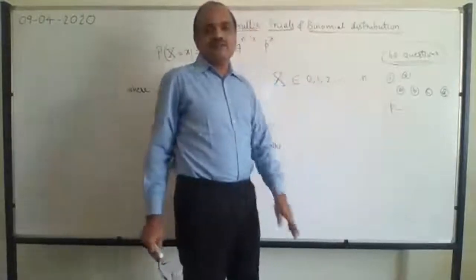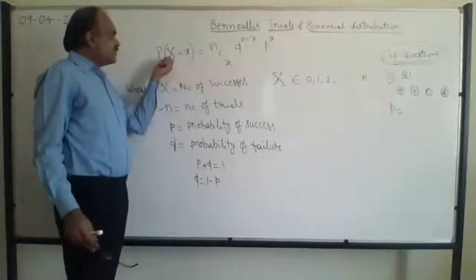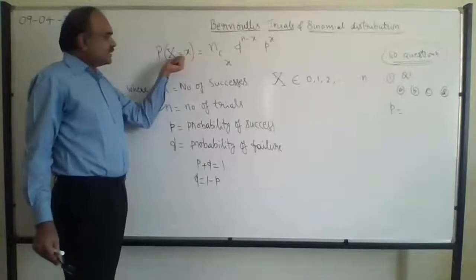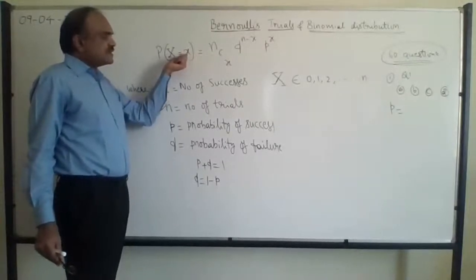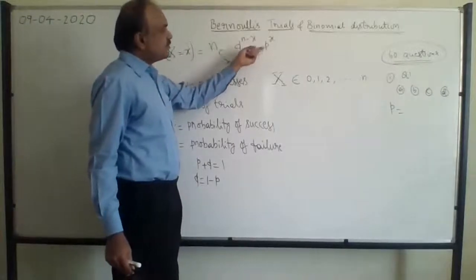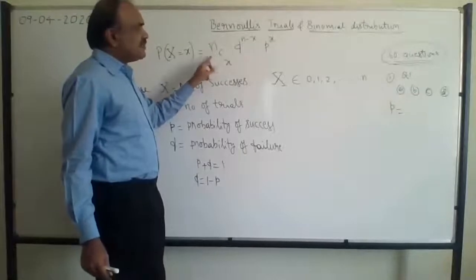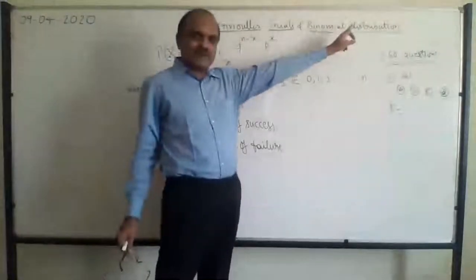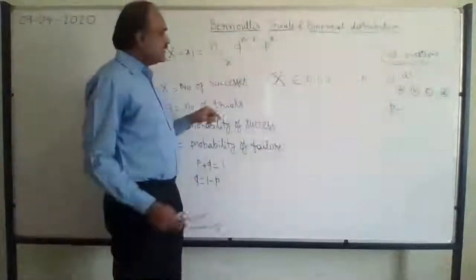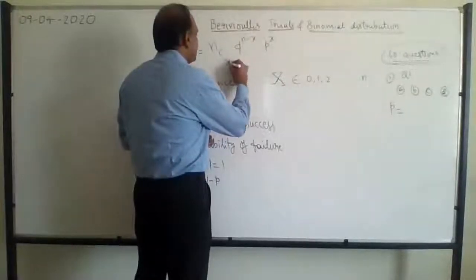So now you know this is the formula. This X value can be 0 or 1 or 2 or 3, whatever. Capital X equals small x. The formula is nCx q to the power n minus x p to the power x. Look at this. This looks like the general term in the binomial theorem. The only thing is n is taken as it is, and in place of r you have x. In the formula, you had nCr.